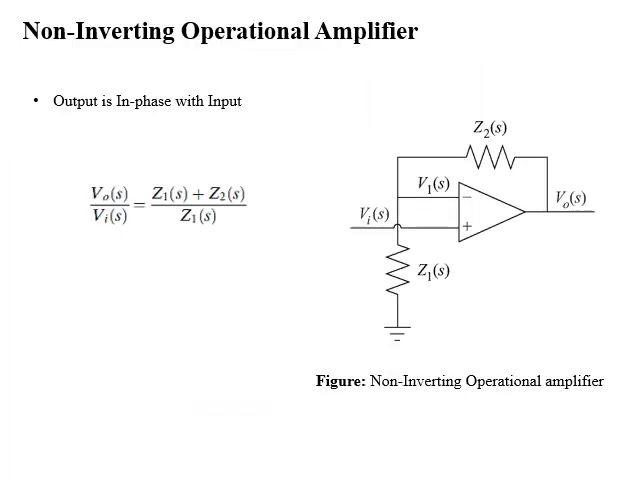Students, the second configuration we are going to study is the non-inverting operational amplifier. In this case, your output is in phase with the input. If you look at the figure of the non-inverting operational amplifier, none of the inputs is grounded directly, as it was in the case of the inverting operational amplifier. Its transfer function is equal to Z1 of S plus Z2 of S, whole divided by Z1 of S.